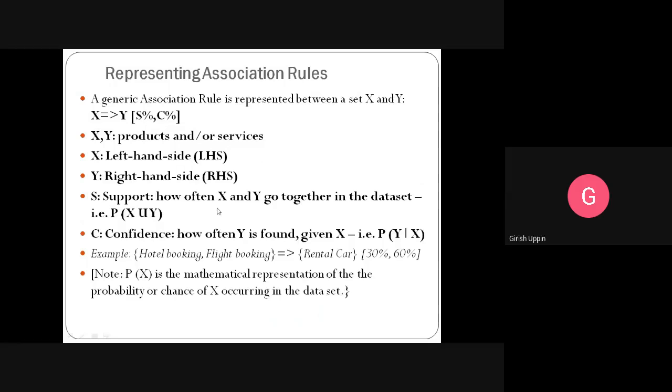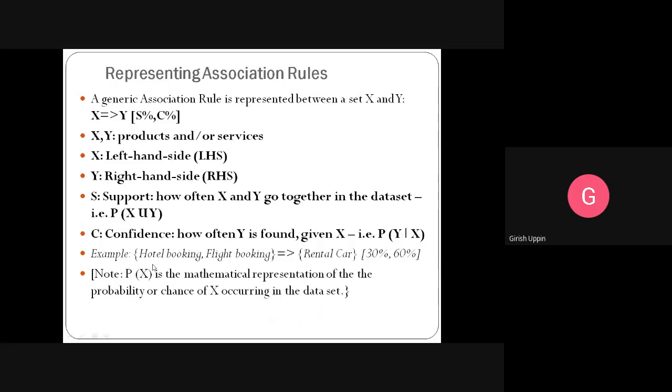Support is how often X and Y go together in the data set. Suppose it is milk and bread, how often they go together is determined by the support. So it is the probability of X and Y together, X union Y. Then what is confidence? How often Y is found given X. So given X, how often can we find Y. That is the probability of Y given X. And we have a formula, using which we can calculate this particular probability.